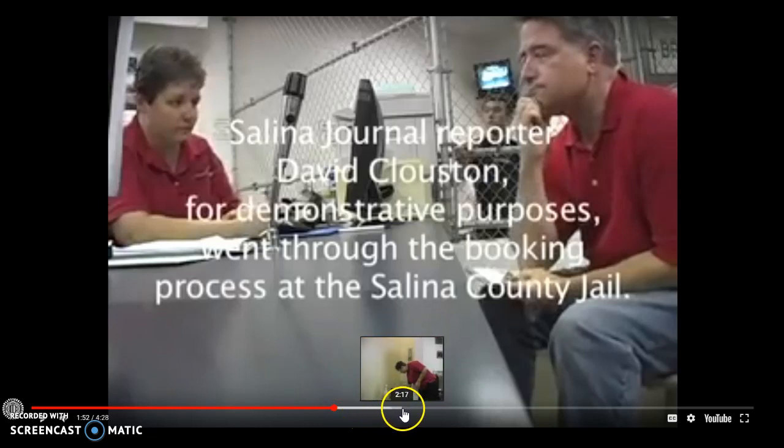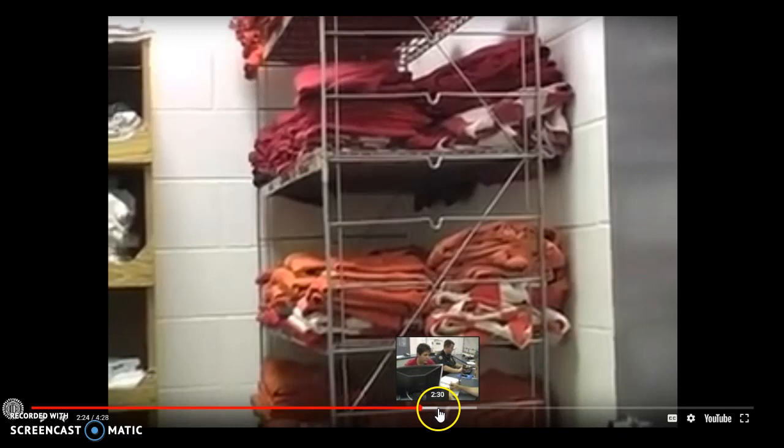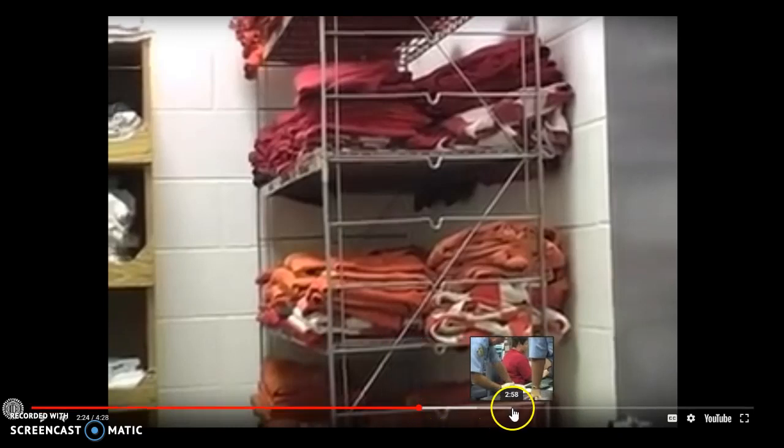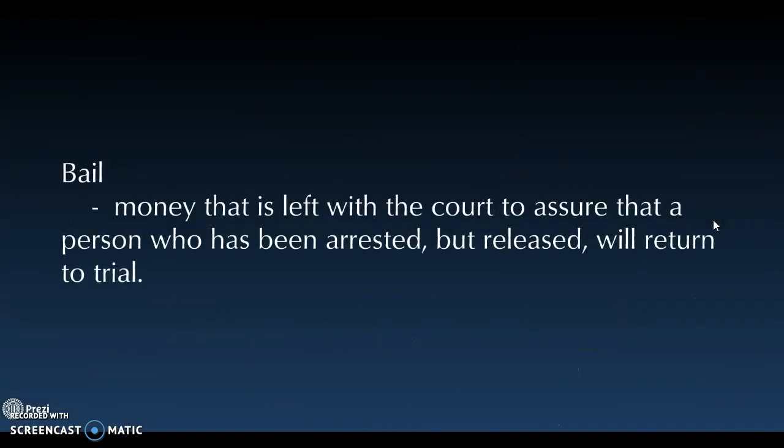If you're going to be staying there for a little bit, you'll get some jail clothes, or an inmate jumpsuit, stuff like that. They'll do a psych evaluation. So booking is basically the initial procedure that starts the whole trial process, after you've been arrested. At that point, you'll find out if there is a bail set.